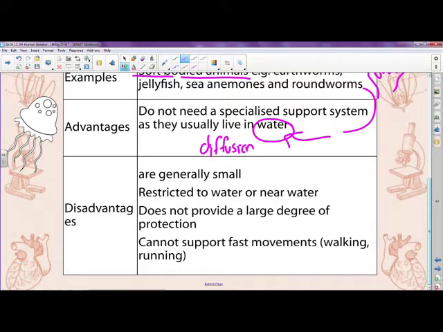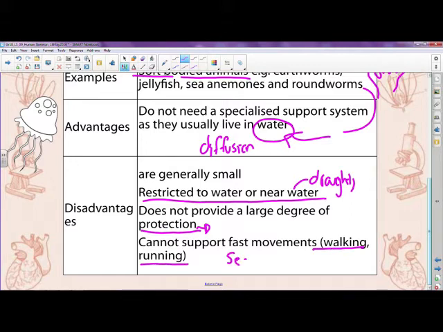They are restricted. They have to be near water. So if you have drought or a lack of water, your organism is obviously going to die. Also, because they're quite soft, they don't have great protection, so if you stand on them or squash them, they're going to get squashed quite quickly. And if you notice the organisms that I've looked at, they don't do a lot of movement. Very often we say that they are sessile.